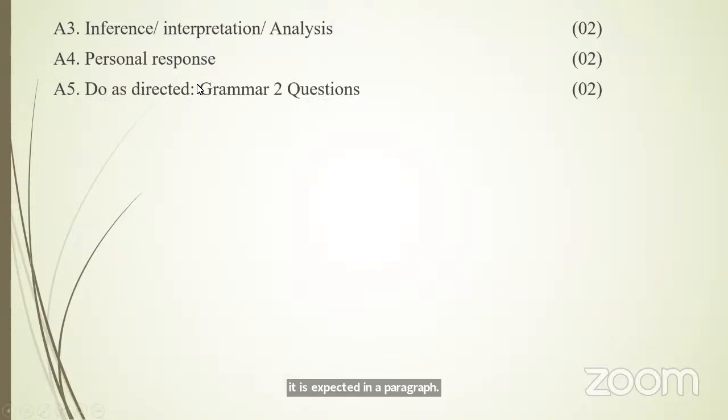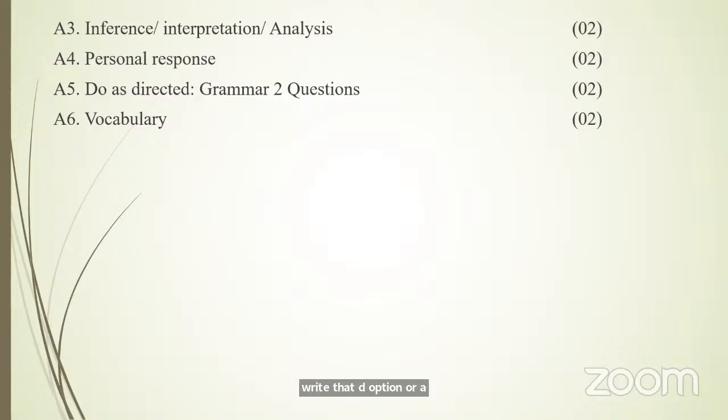The A5 activity is do as directed. 2 questions based on the extract will be given to you. This year onwards, you'll get options for the answers. You have to select the correct option, but don't write just the option letter, like D or A.